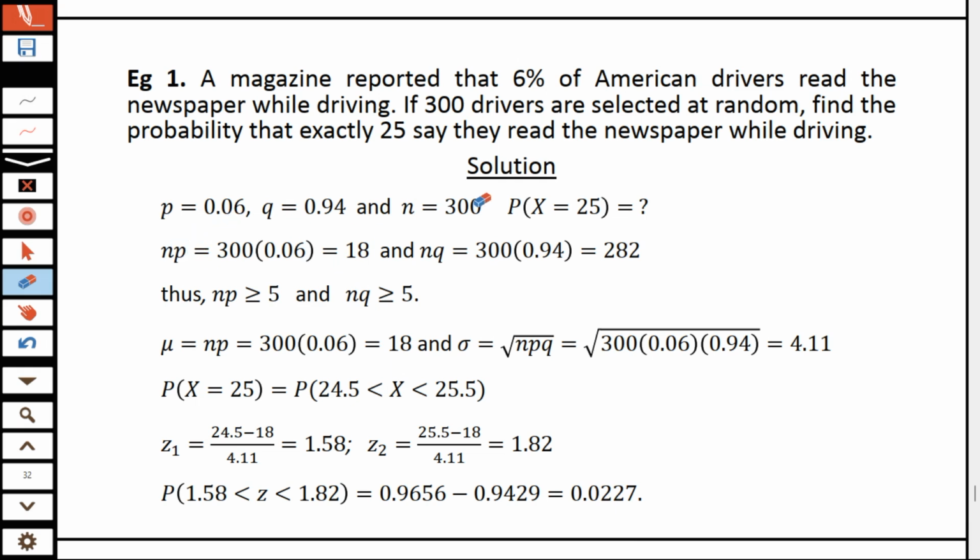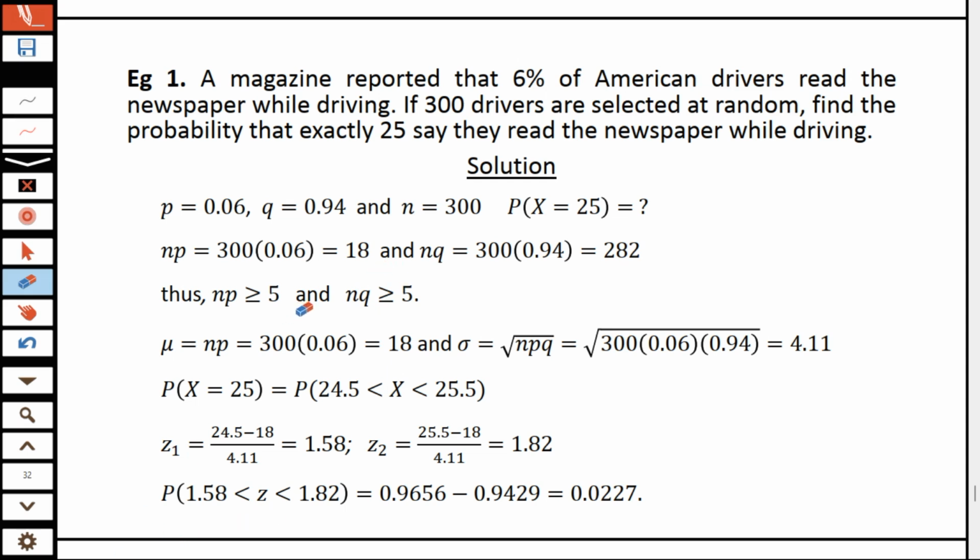So we have n times p, where n is 300 and p is 0.06. That gives us 300 times 0.06, which is 18. And nq is 300 times 0.94, which gives us 282. This clearly tells us that n times p and n times q are both greater than or equal to 5. So we can use the normal distribution to approximate the binomial distribution.